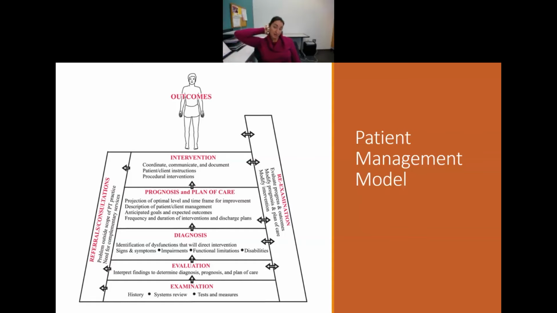And then as we're going through intervention, the re-examination is when the PT evaluates progress and outcomes and decides how the plan of care needs to be modified. So this has been helpful, let's continue this. They've really met this, let's start a new goal. Or this has not made any progress, let's try something different in order to make progress.